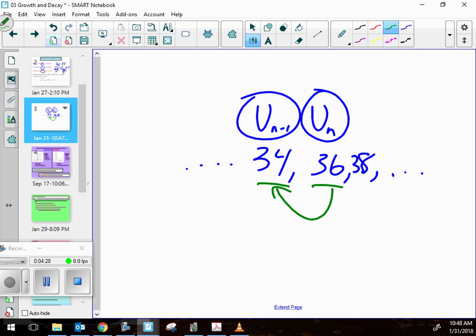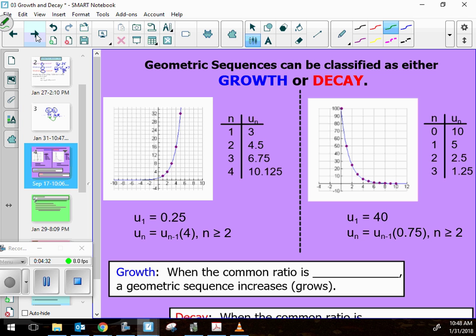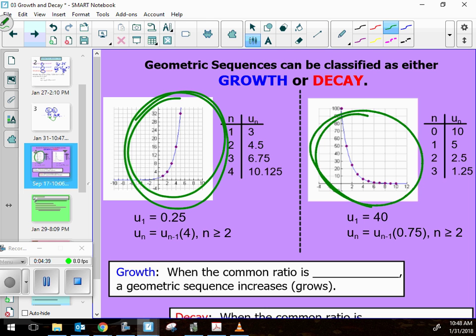Difference, or you divide them to get a common ratio. Okay, good. So this is a big review of everything we've learned so far. Does this look like growth or decay? Growth, not too tough. Does this look like growth or decay? Decay. Now, the devil's in the details.